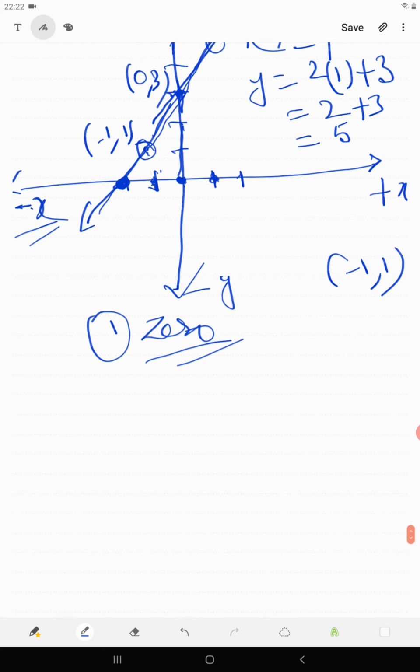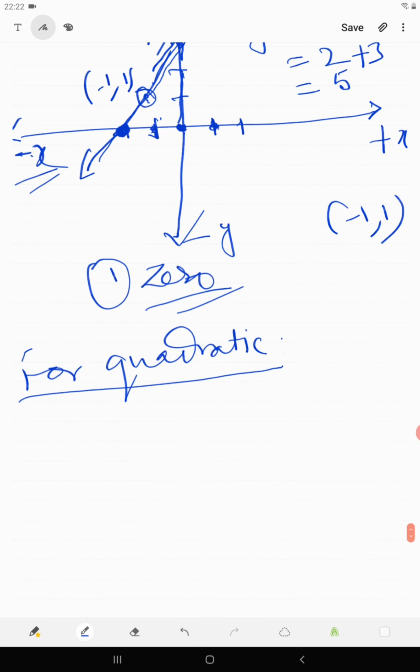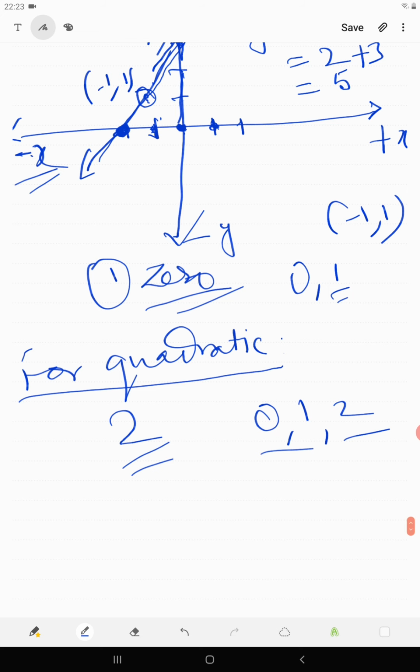Similarly for quadratic also, I am not going to draw for quadratic. Yes, we can draw, there is no harm in it. But the first problem I have shown you just for understanding purposes, how to draw the points and get the number of zeros. How many zeros are there? For a linear equation, it can be 0 or 1 zeros. That is, the maximum number of zeros is 1. For a quadratic equation, the maximum number of zeros is 2. It can be 0, 1 and 2, but the maximum number is 2. It cannot be more than 2.